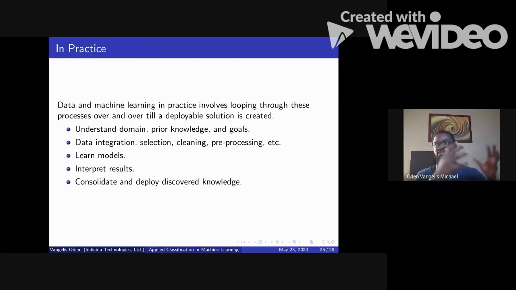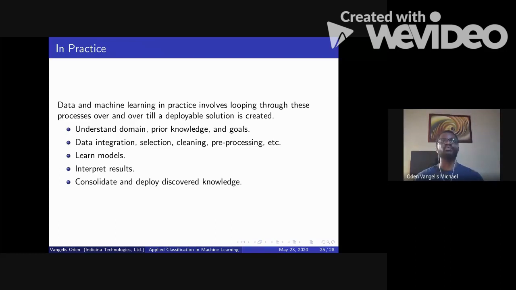Next, after we've built the models, we have to interpret these results. The model will give us results, and we find a way to interpret these results to stakeholders. So CBN would want to know, how are we deciding who to give a loan to or not?